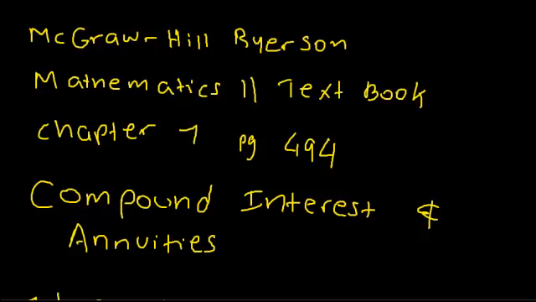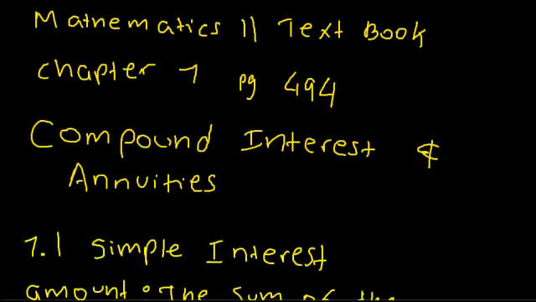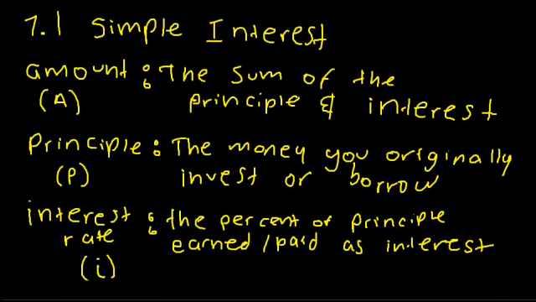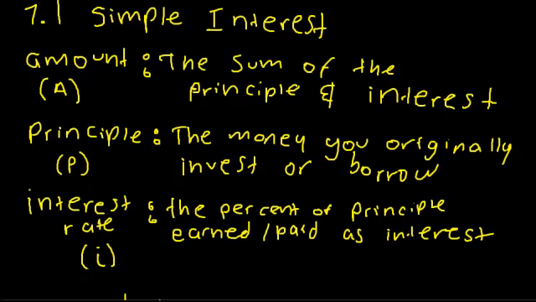Alright, so we're going to start with Chapter 7 in the McGraw-Hill-Ryerson Mathematics 11 textbook, which is on page 494. And this unit is known as Compound Interest and Annuities. So I'm just going to go through a series of tutorial videos, which will hopefully help you guys understand concepts more. Alright, so we're going to start with Chapter 7.1, which is simple interest.